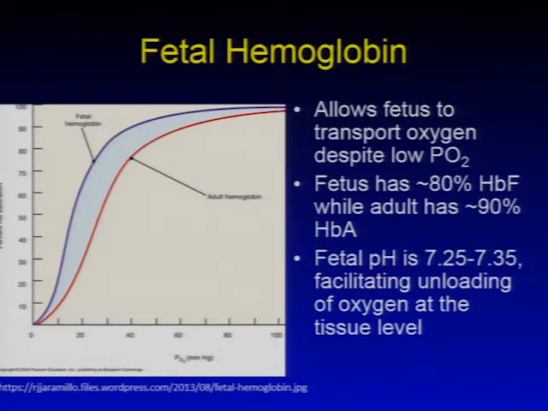The fetus has, as mentioned before, around 80% hemoglobin F, while the adult has around 90% hemoglobin A. The fetal pH is around 7.25 to 7.35, and this allows unloading of oxygen at the tissue level, even though fetal hemoglobin is the majority of the hemoglobin in an infant.